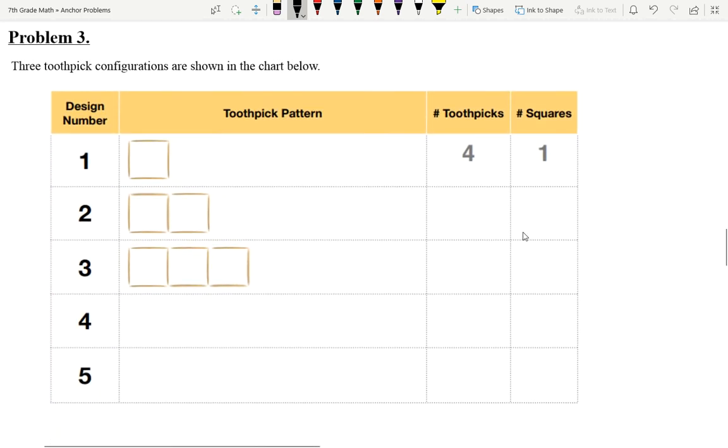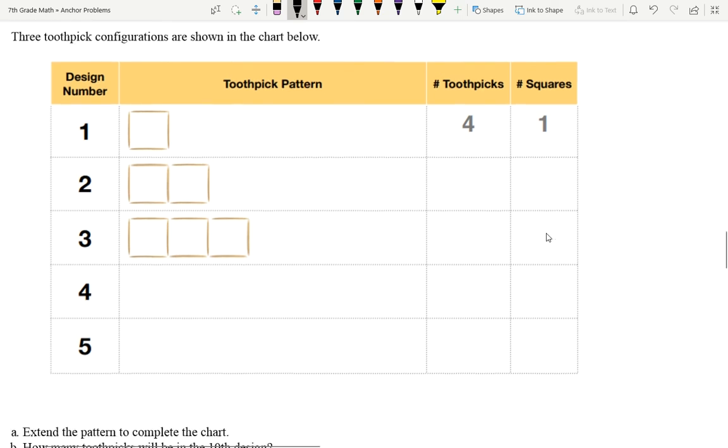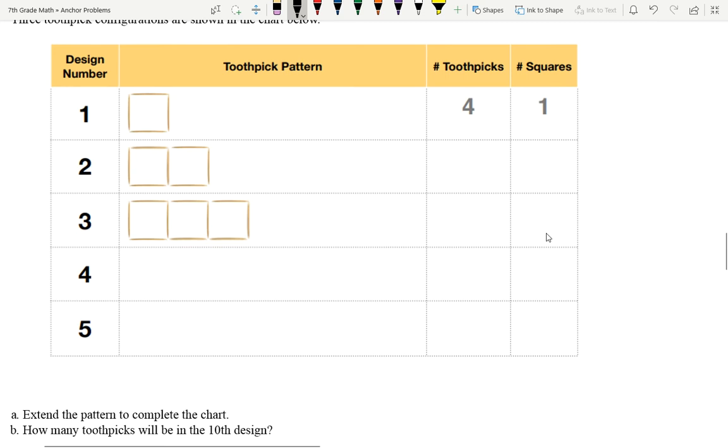3 toothpick configurations are shown in the chart below. In question A, we're asked to extend the pattern to complete the chart. Well, let's do with our 2 first. Here I see 1, 2, 3, 4, 5, 6, 7 toothpicks and 2 squares. In 3, I see 1, 2, 3 squares. So that squares matches the design number. And I have going across 1, 2, 3, 4, 5, 6, 7, 8, 9, 10 toothpicks.